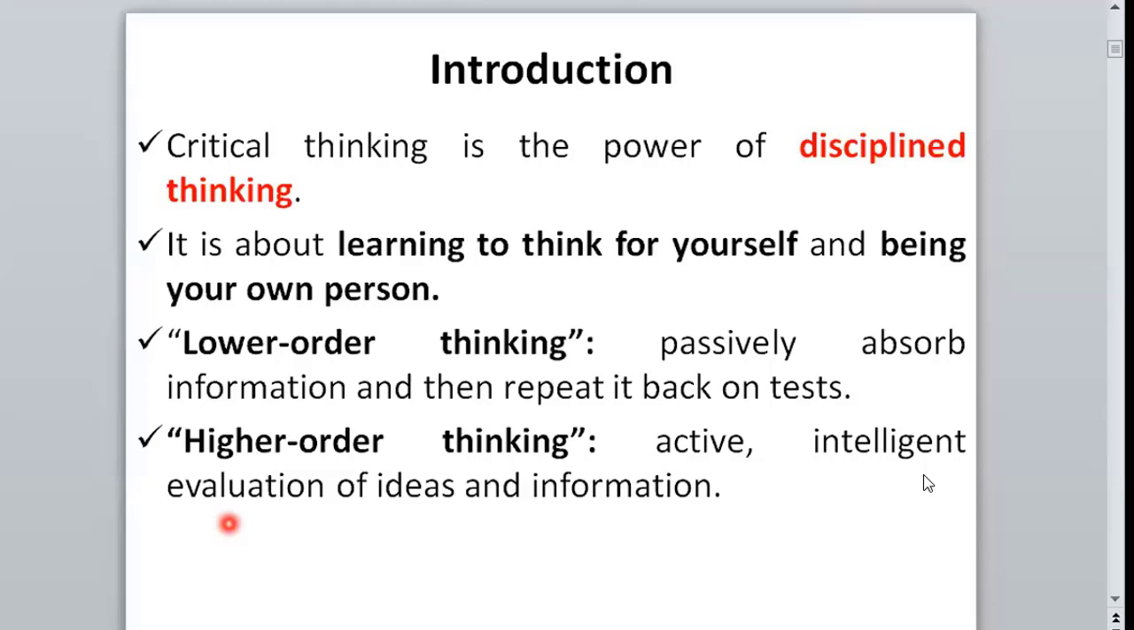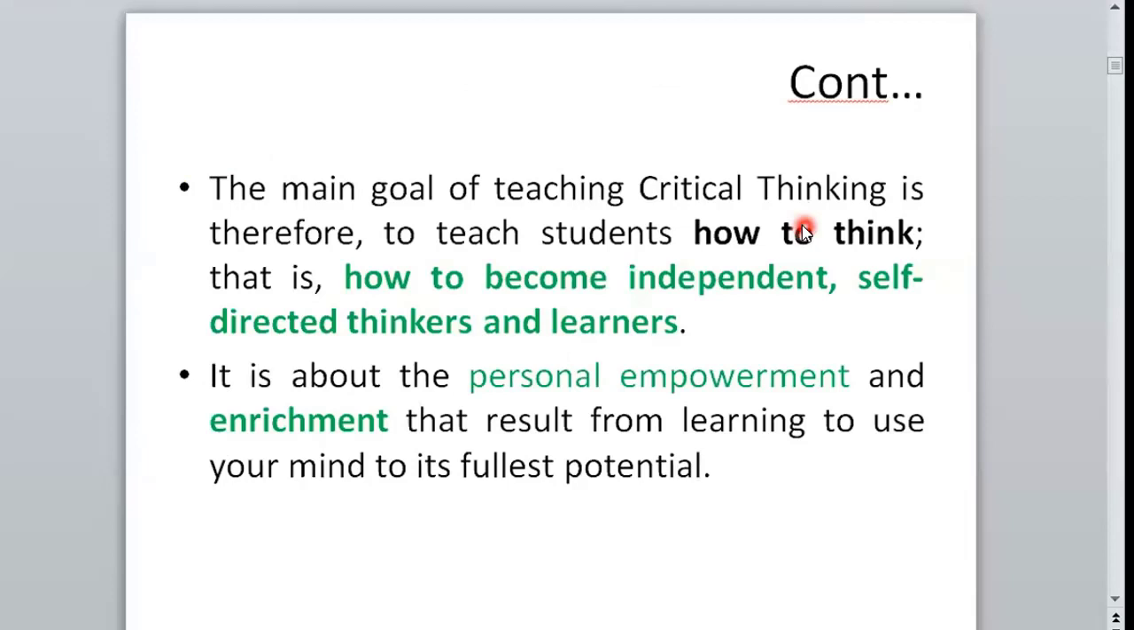So this is very, very crucial as a scholar and as a higher education student, to grasp the critical thinking standards and criteria. The main goal of this course, this chapter, is therefore to teach you students how you think, the way you think, not the substance or the points that you think. How to become an independent and self-directed thinker or learner.